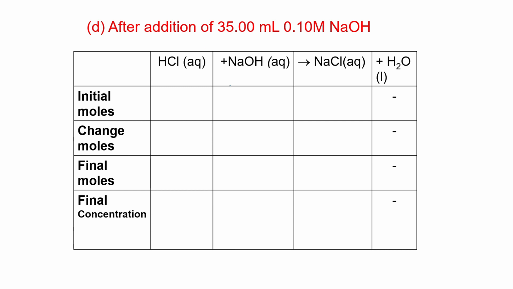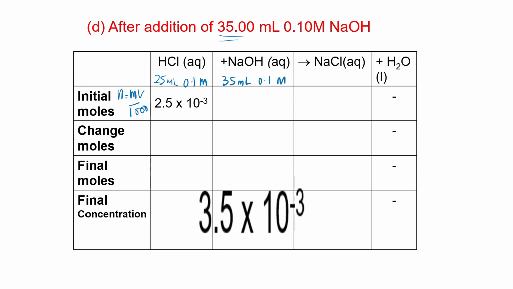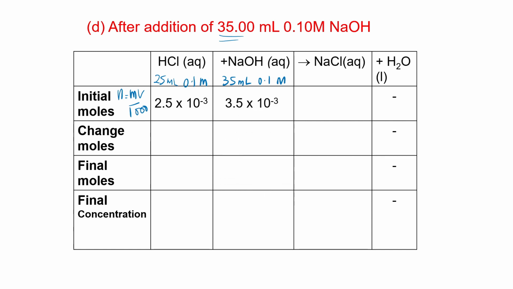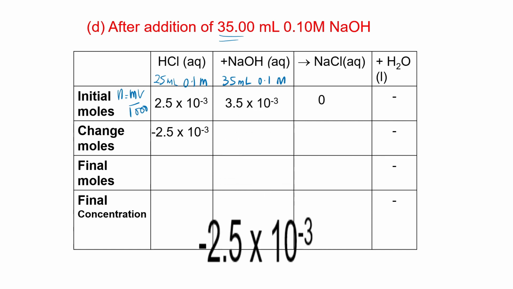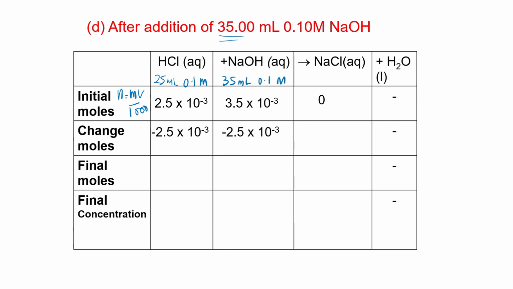Okay, now kita ada excess NaOH. Sama juga kita guna formula mv/1000. So HCl sama 25 ml sebab dalam conical flask. Yang ini kita tambah 35 ml 0.1 molar. So meaning sekarang kita ada mole of NaOH yang berlebihan. So yang limiting sekarang ialah HCl. So kalau HCl yang jadi limiting, so meaning at the end kita ada excess NaOH iaitu 1 exponent -3.